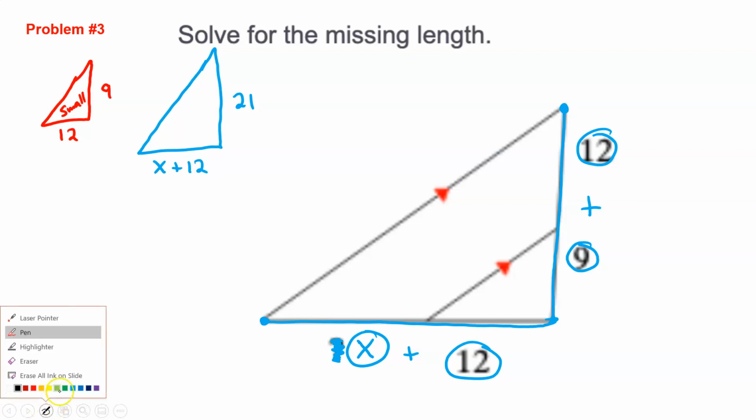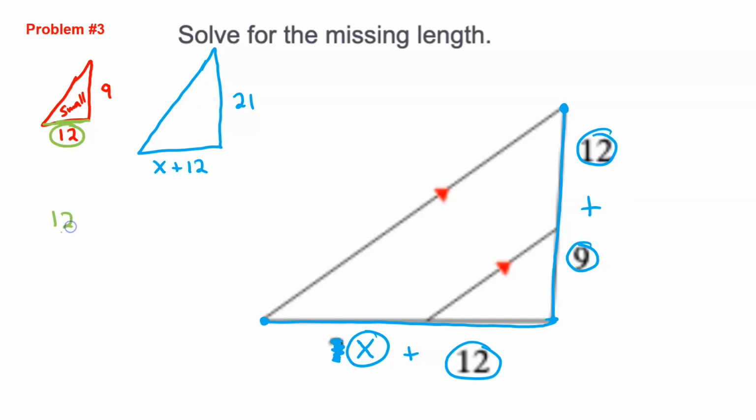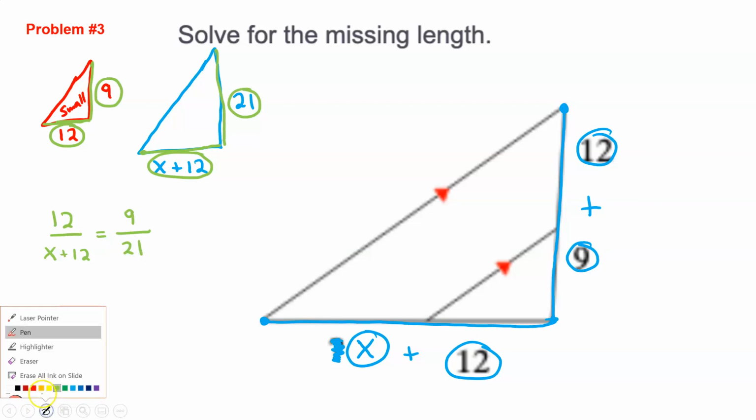All right, let's go ahead and play that matching game. If I use the bottom side of the smaller triangle, 12, I'm going to set that over the bottom side of the bigger one, which is x plus 12. And this is equal to, if I use the right-hand side of the smaller one, 9 over the right-hand side of the bigger one, which is 21. All right, it's just a matter of going through now and cross-multiplying and solving this multi-step equation.